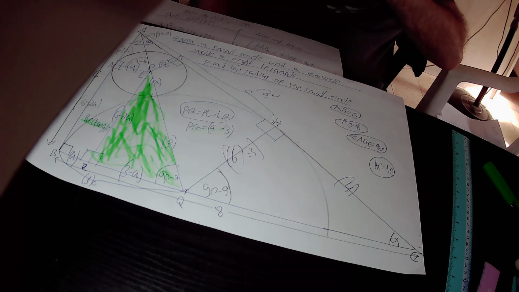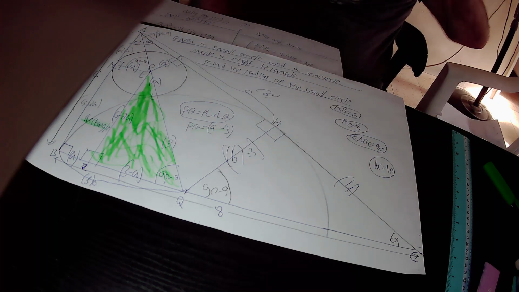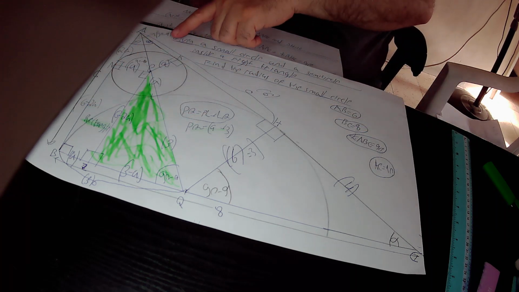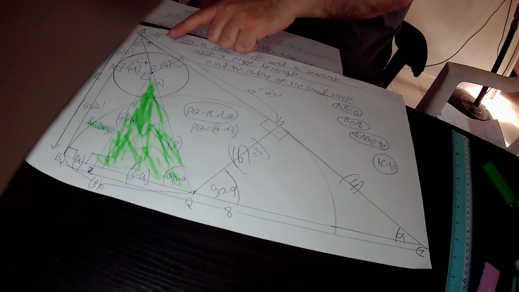Likewise, if we focus on the big right triangle ABC, this angle equals alpha, this angle equals 90 degrees, therefore this third angle must equal 90 degrees minus alpha according to the same rule that the sum of the angles in any triangle is equal to 180 degrees.